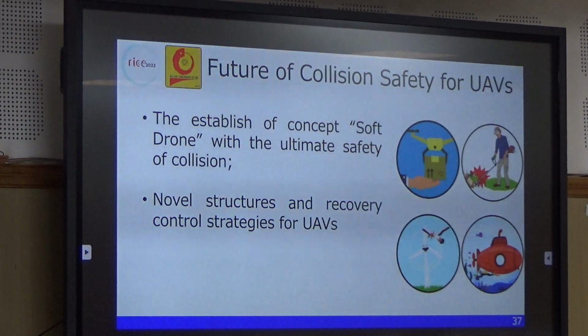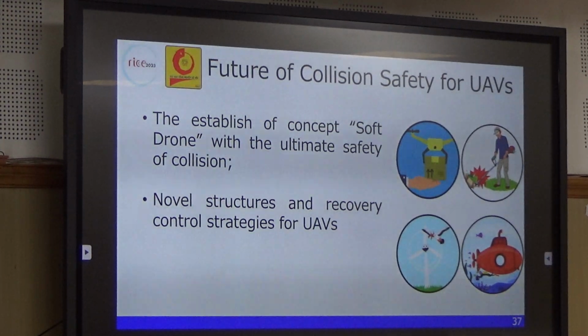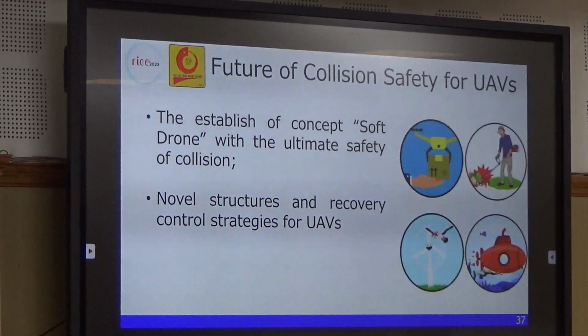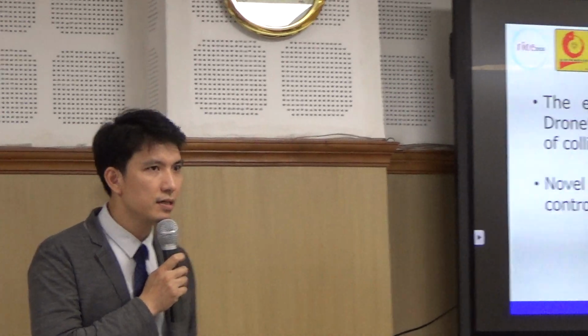Okay. So if we talk about the future of collision safety, I think that in the next future, we will establish a novel concept of a soft drone. A soft drone is a drone that can be deformed, and how the drone deforms after a collision and recovery. And this novel structure and recovery control strategy for UAVs will be developed in the future. Just maybe the future of collision-safe UAVs, as I think.